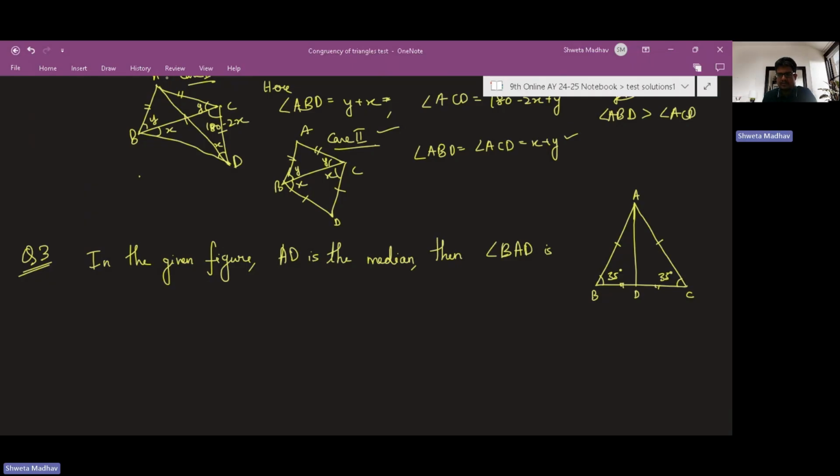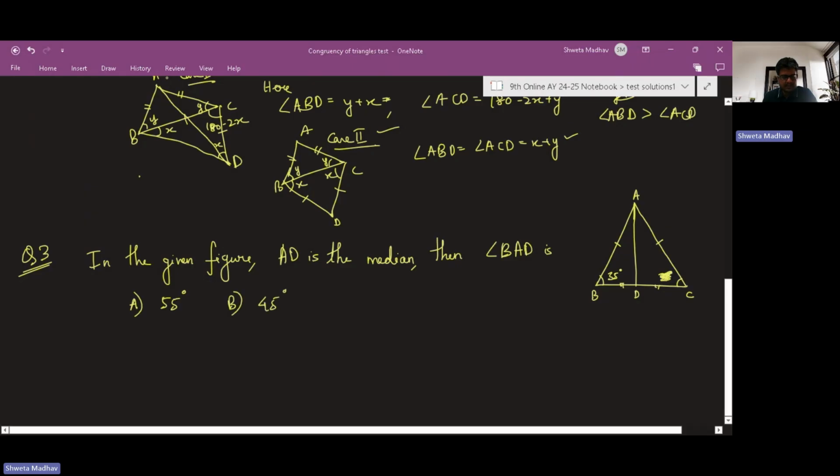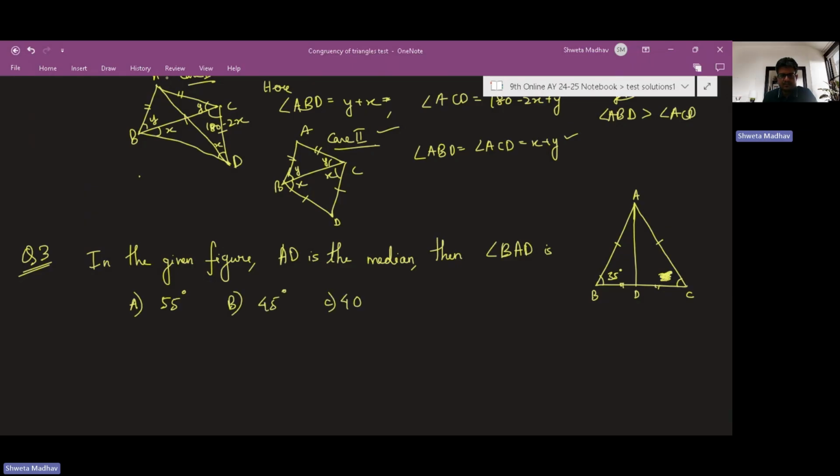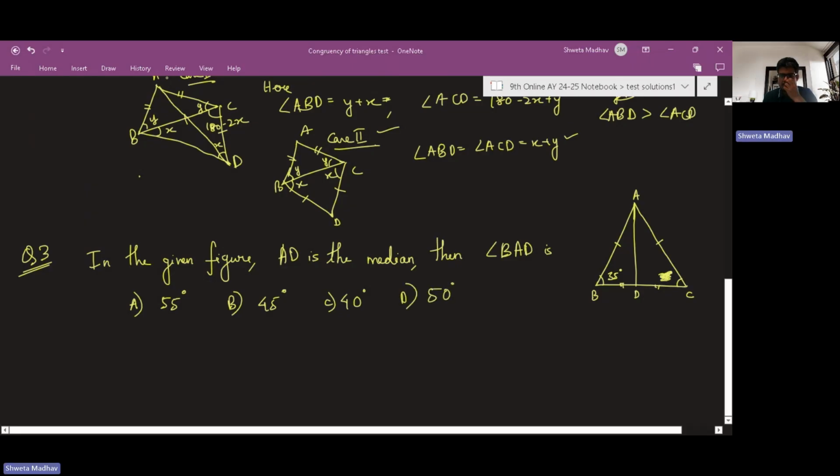This is given as 35, but this is not given as 35. So angle BAD is... The options are: option A is 55 degrees, option B is 45 degrees, option C is 40 degrees, and option D is 50 degrees. So which will be the correct option? We have to find out here.